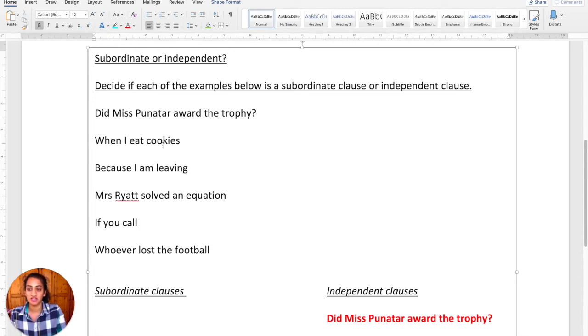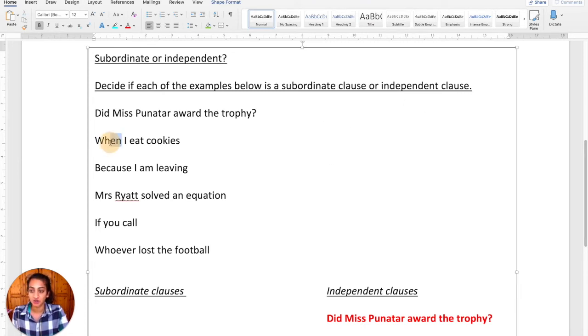When I eat cookies. Can you just say that on its own? When I eat cookies. No, there needs to be more information. Because when I eat cookies, what? What happens when I eat cookies? That gives us a clue that it might be a subordinate clause.